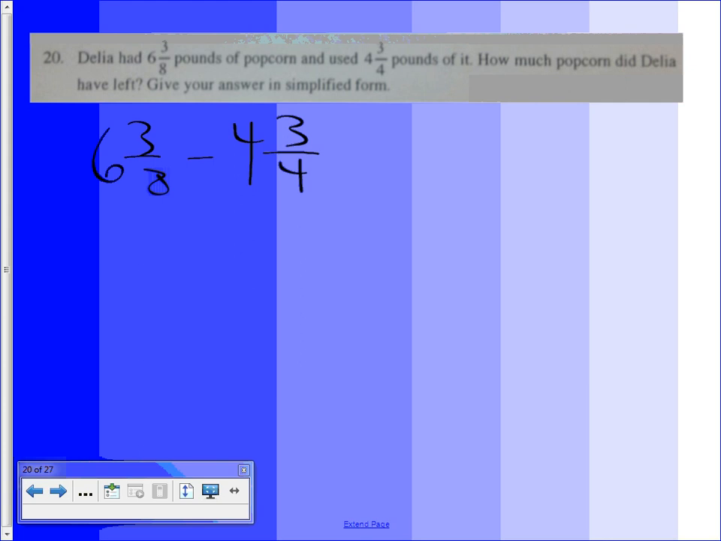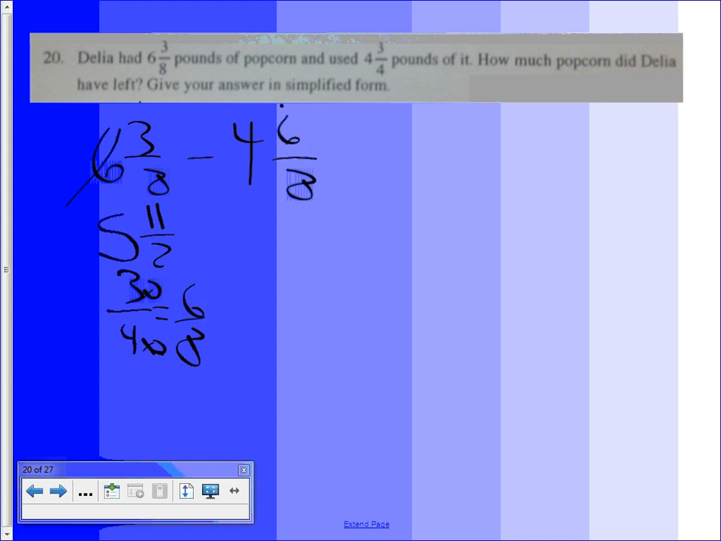We have to find a common denominator. They both go into 8. So let's go ahead and change 3/4 into a fraction with 8 as the denominator. 4 times 2 is 8, 3 times 2 is 6. So let's go ahead and just take this away and put 6/8 here. Now we gotta look. Common denominators, 8's our common denominator. 3 is smaller than 6. So that means we have to cross off this 6, make this a 5, add an 8 to that 3, so we have 11 over 8 minus 4 6/8. 5 minus 4 is 1. 11 minus 6 is 5/8.